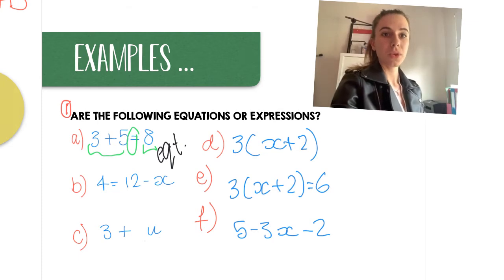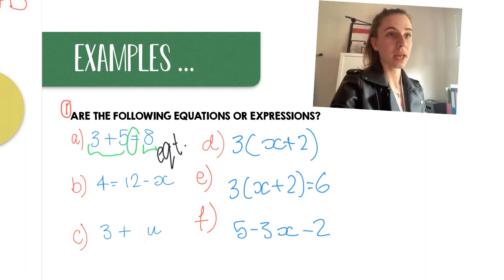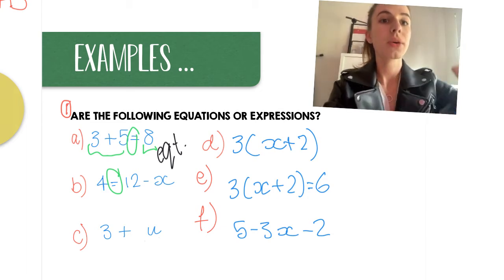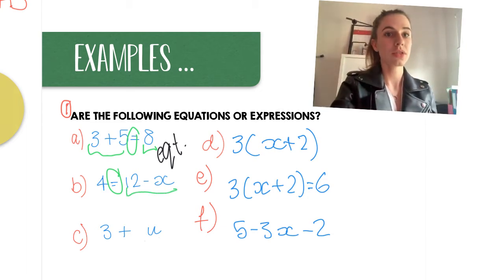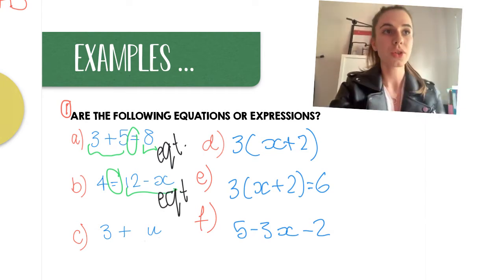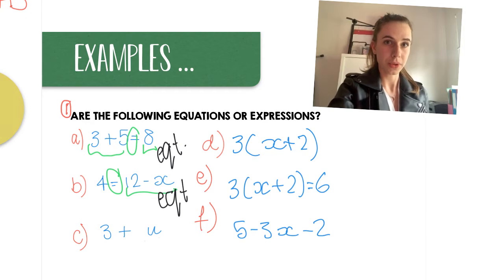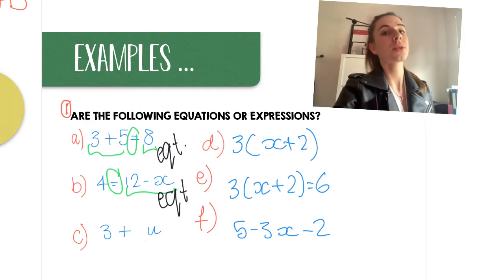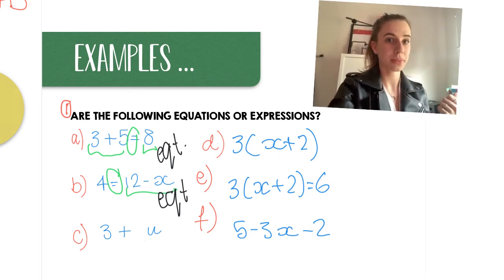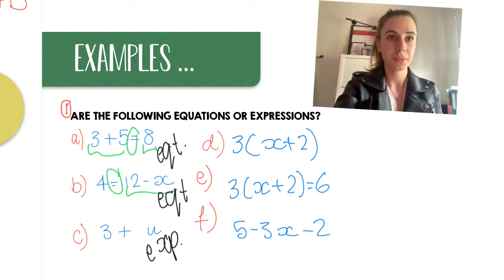Part B, 4 equals 12 minus 8. Okay, this is also an equation because it's got an equal sign. Okay, what it's saying is 12 minus 8 is equal to 4. Okay, so you will just write EQT, short for equation. Part C, 3 plus U. Now, do you notice it doesn't have an equal sign? So all it is, it's just a mathematical statement, and a mathematical statement is just an expression. So we're going to say that that's an expression, so EXP can be short for expression.